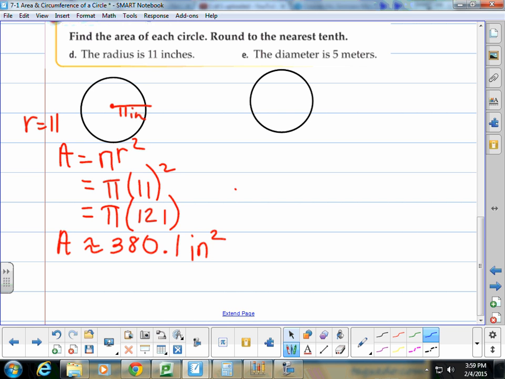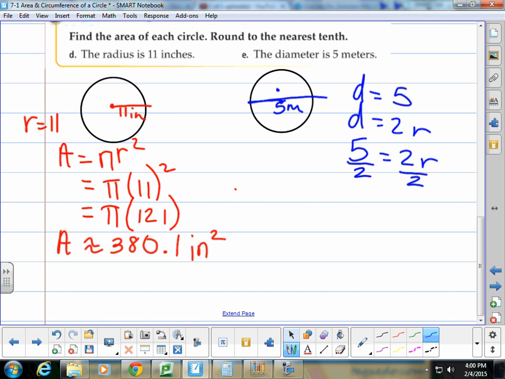Second one, you're looking for a diameter, so straight across through the center of our circle, of 5 meters. So since the diameter is 5, I need to know the diameter is twice the radius. So that's 5 is equal to 2r. So I divide by 2, and I get my radius is 2.5, or 5/2.